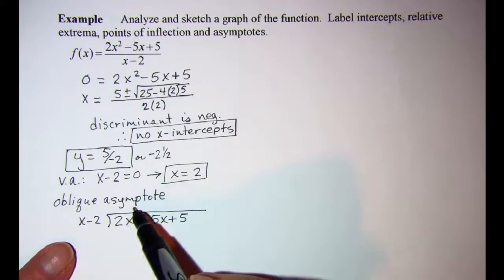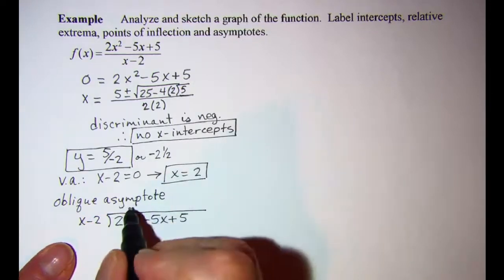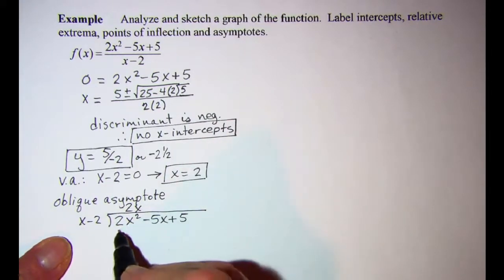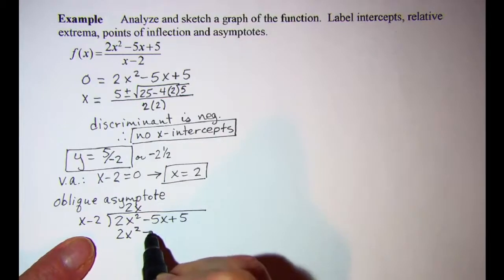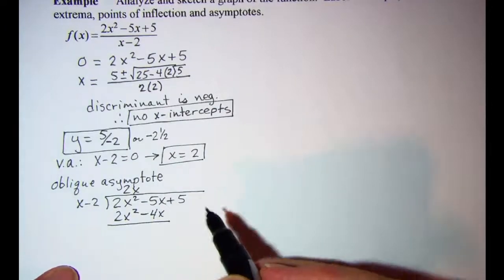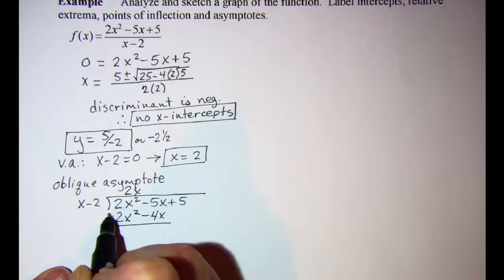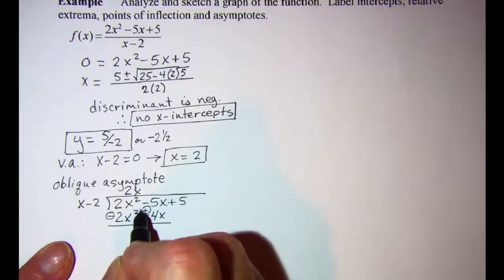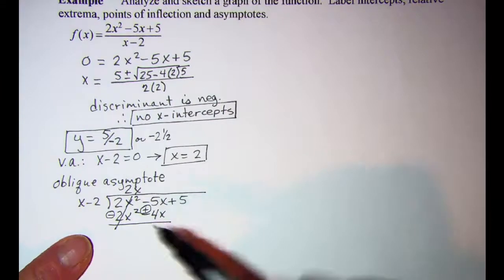So I need to put a number up here so that when I multiply that by x, I'll get 2x squared. So my number is 2x. And then I'm going to multiply. 2x times x is 2x squared. And then 2x times negative 2 is negative 4x. My next step is to subtract. Algebraic subtraction, we want to change the sign and add. So this 2x squared becomes a negative 2x squared, and this negative 4x becomes a positive 4x. These terms cancel. I have negative 5x and a positive 4x, which is a negative 1x.